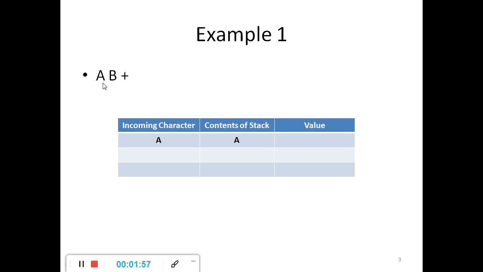So what we do is we look at each and every incoming character. The incoming character can be either an operand or operator, and we try to process them accordingly. The first incoming character is an operand, so it gets directly pushed onto the stack. The second incoming character is once again an operand that also gets pushed onto the stack. So the top of stack consists of the data B, which is followed by A.